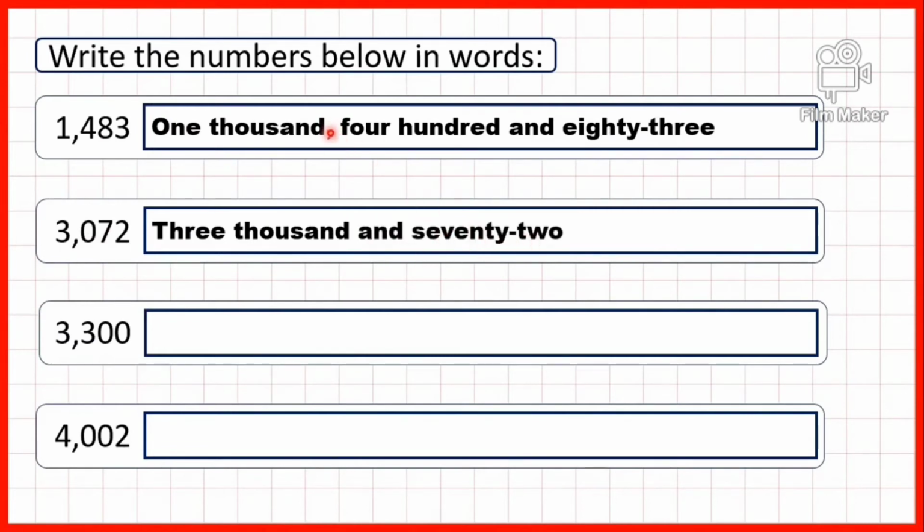Now notice for this first number, we wrote a comma after the word thousand. But for this question that we've just done, we didn't write a comma. Instead, we wrote the word and. Now that's because when we write a number in words, the comma separates the thousands and the hundreds. But for this number here, we didn't have any hundreds. We had a 0 as our hundreds digit. So rather than a comma after the word thousand, we just wrote and then the rest of our number.